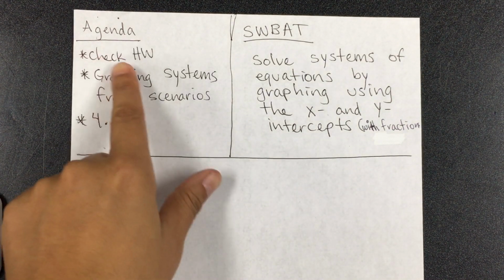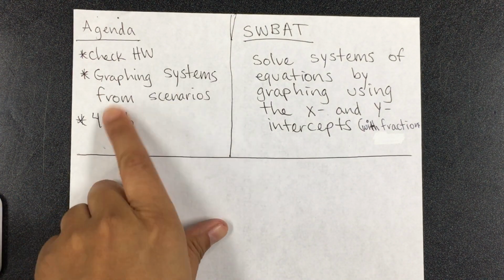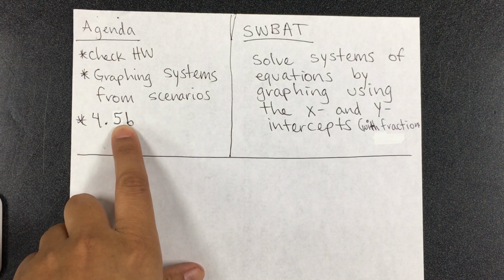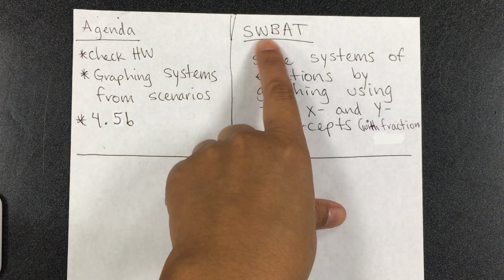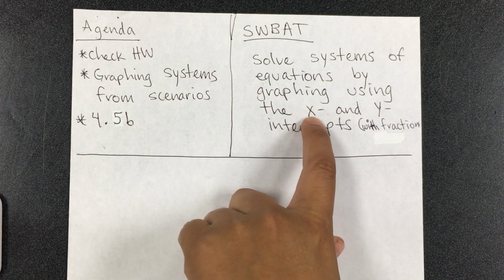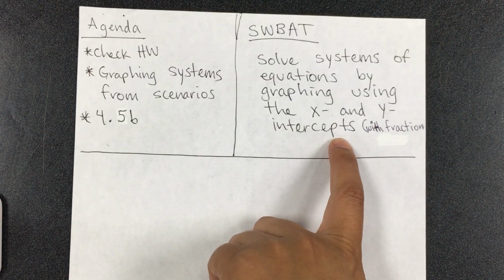Hello students, today's agenda is to check homework. We'll be graphing systems from scenarios, and today you will be able to work on 4.5b. Today students will be able to solve systems of equations by graphing using the X and Y intercepts.